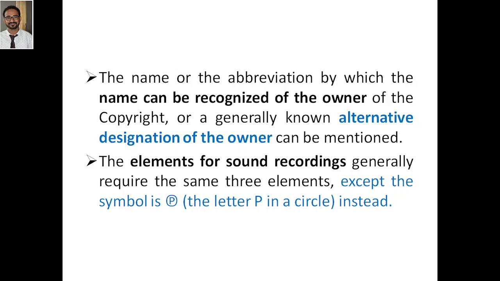It should not be simply fancy letters like 786 or 313 or ABC or XYZ kind of stuff. It should be something recognizable as that particular owner of the copyright, or generally known as an alternative designation of the owner, that can be mentioned. Next, the sound recordings generally require the same three elements we discussed so far, but for sound recordings there will be an extra symbol, the letter P in a circle instead. Okay, so that's it.